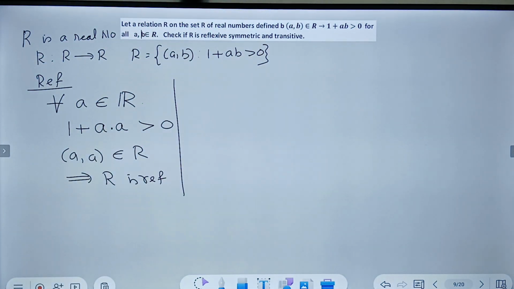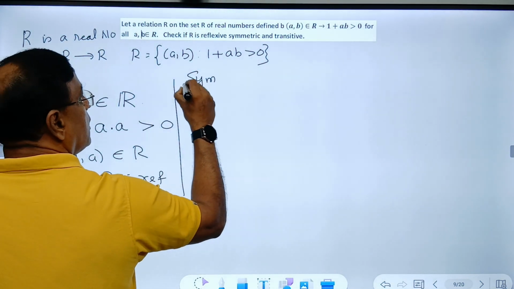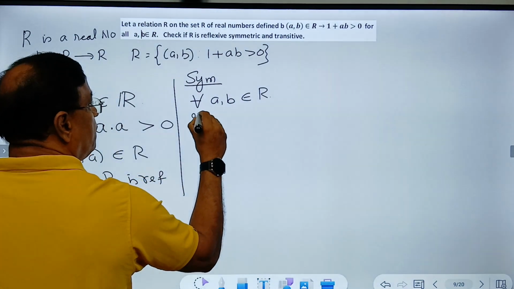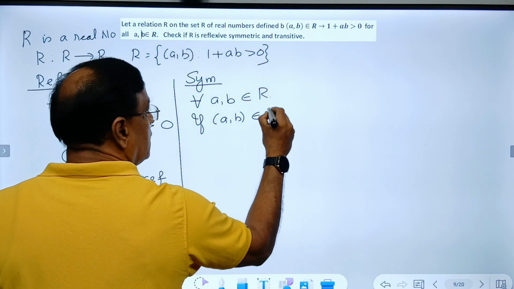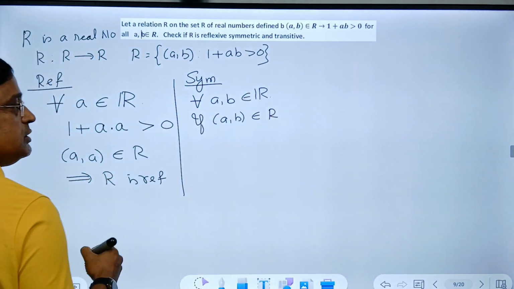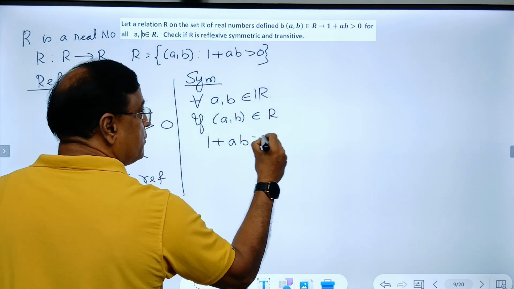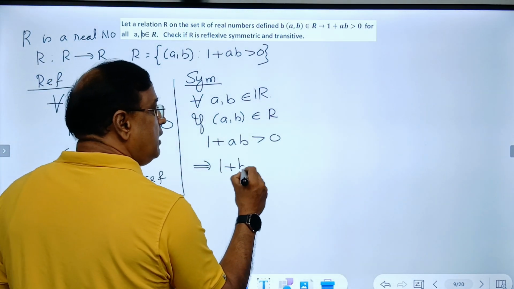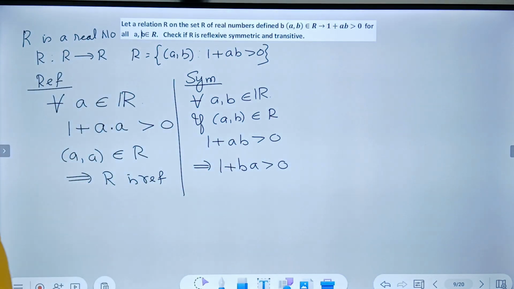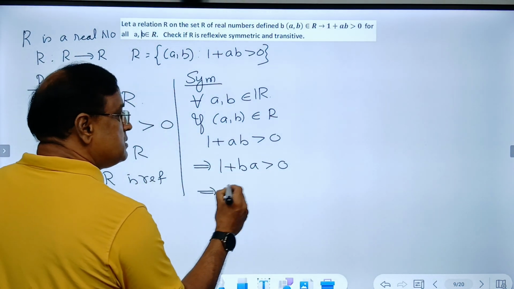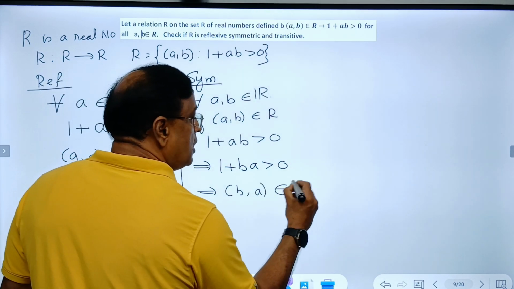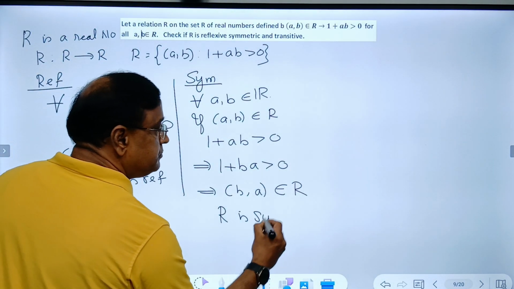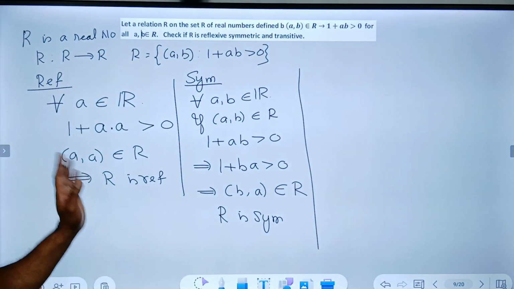Okay. Now let's go to symmetric. For every (a, b) belongs to R, if (a, b) belongs to the relation, 1 plus ab is positive. If 1 plus ab is positive, obviously 1 plus ba will also be positive. This implies (b, a) belongs to R. Once you have (b, a) belongs to R, you can say R is symmetric. So you got an example of a relation which is reflexive and symmetric.